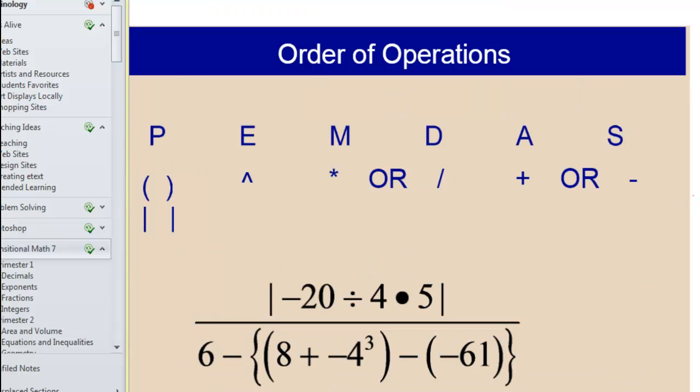Next, go ahead and complete this last problem, and again remember to change all subtraction to addition, and when you do, you're going to end up with the opposite outside of your brackets. So once you find the answer inside your brackets, you have to give it the opposite sign. Check back for the answer.